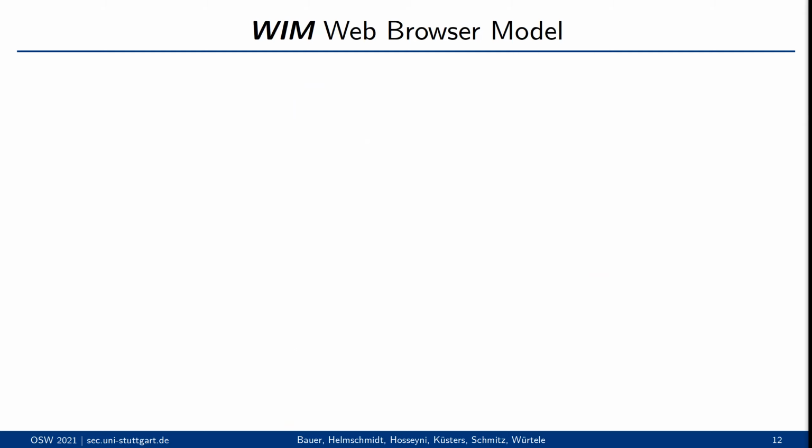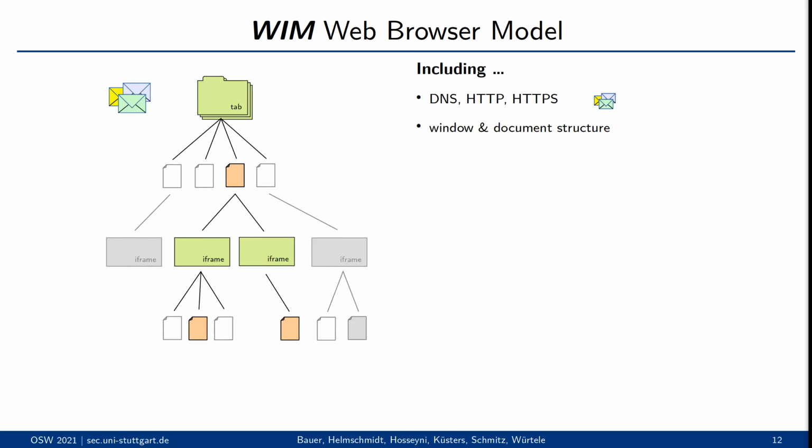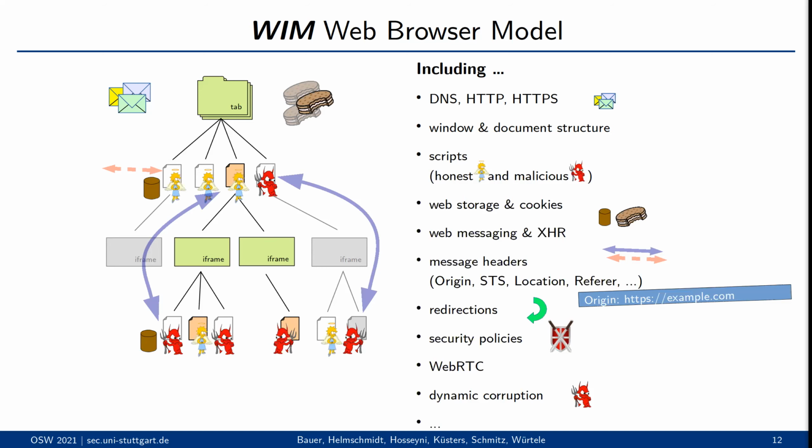So the browser models DNS, HTTP, HTTPS, also the whole window and document structure of browsers. It models scripts that can be honest or malicious, and many, many more features like different kinds of storages, different kinds of headers. And well, I won't go into details in that talk, but as you can see, there are many web features that are modeled in the WIM.